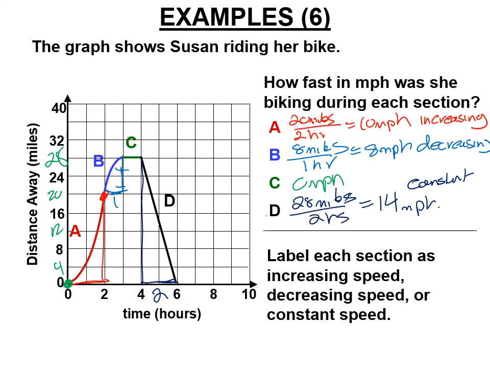Label each as when it's bent the red way, it's increasing speed or speeding up. B is decreasing speed or slowing down, and D is a constant speed. C is stopped.